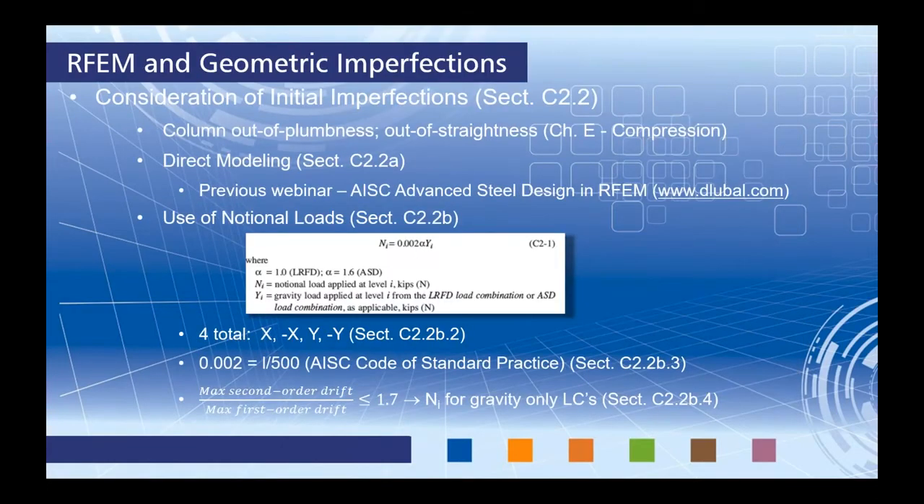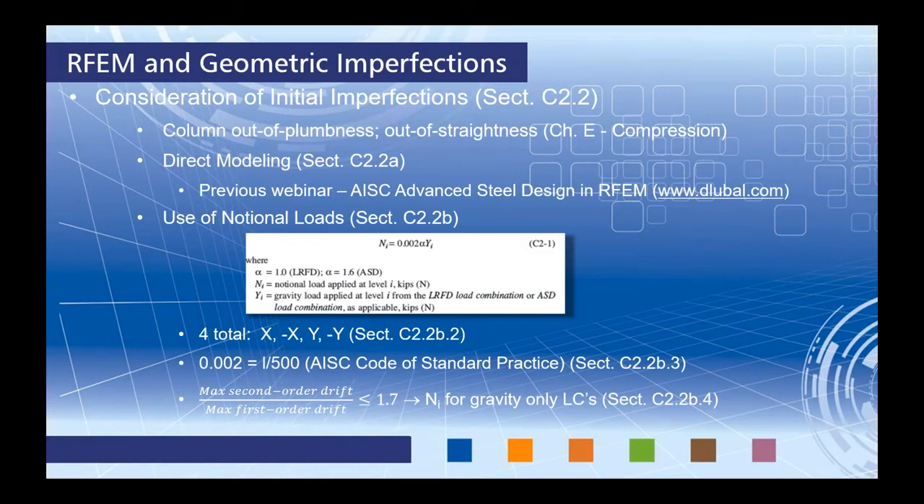Jumping back to the PowerPoint, the second item from Chapter C is geometric imperfections, and I want to discuss a little bit about how RFEM can handle this. The consideration of initial imperfections comes from section C2.2. The code tells us that this is more so to address column out of plumbness. Member out of straightness is more so addressed in Chapter E for our compression members.